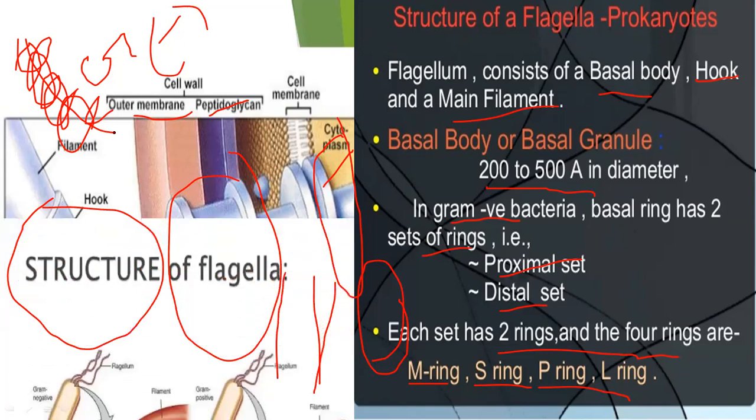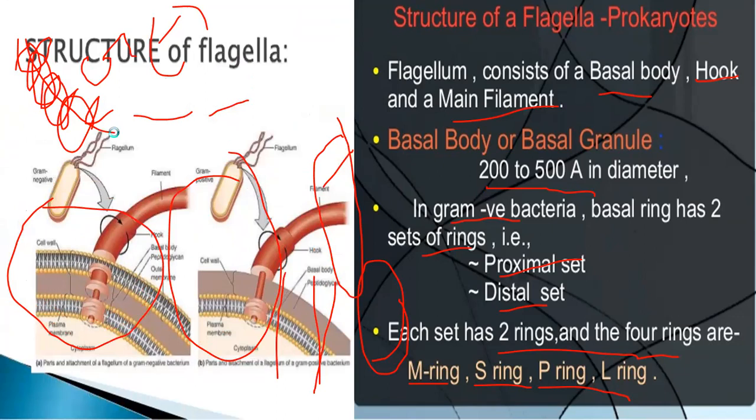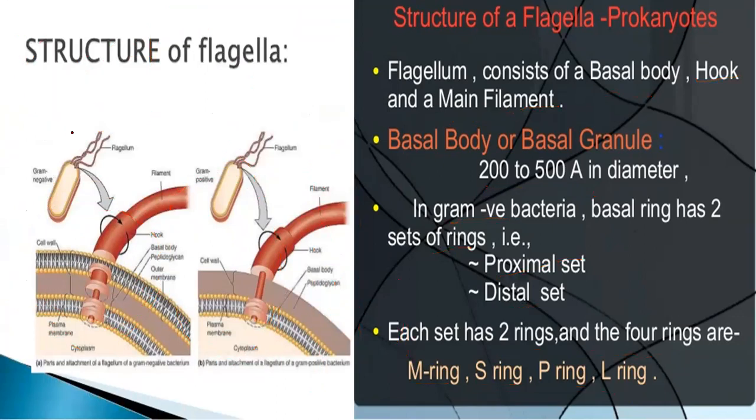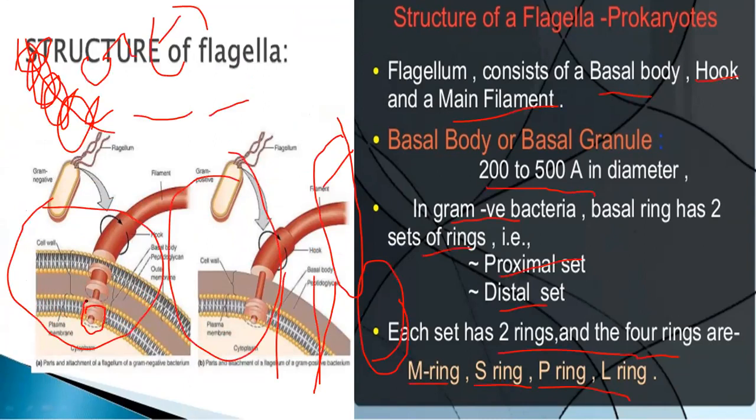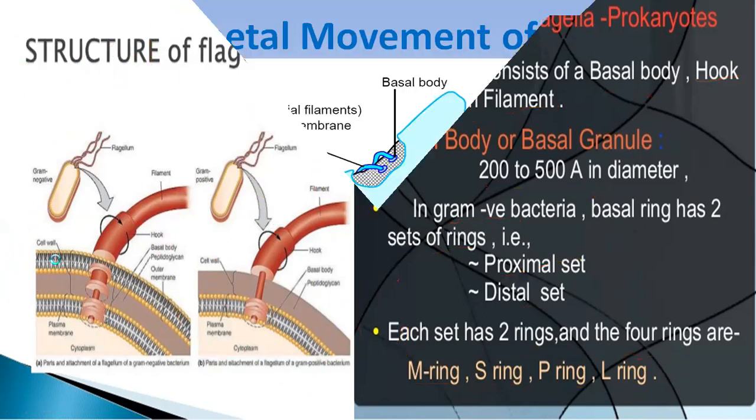So how does it move? When the basal body rotates around this area, it rotates this rod, then the hook rotates, and the flagella rotate. It moves by rotation, and the bacteria move forward. This is gram positive bacteria, and this is gram negative bacteria.